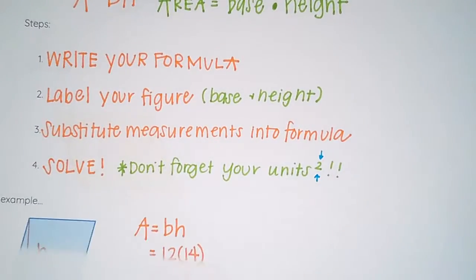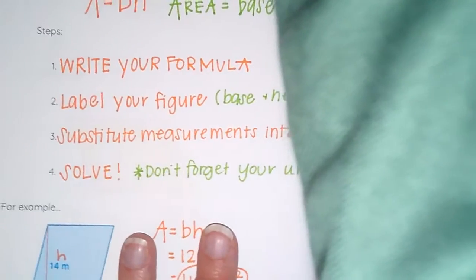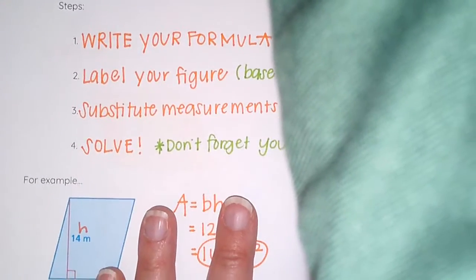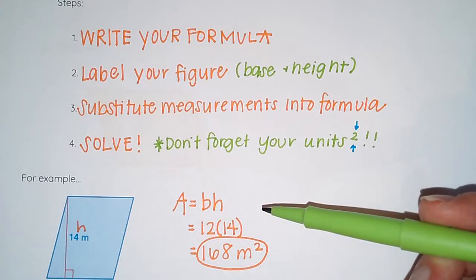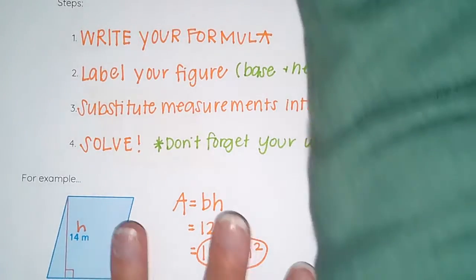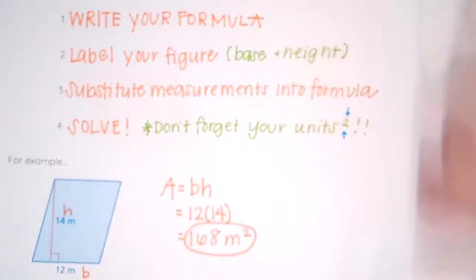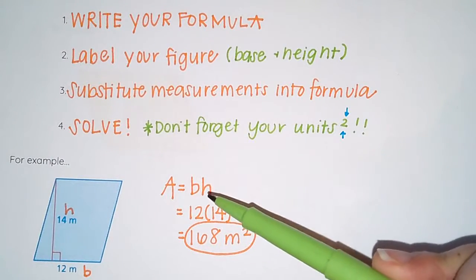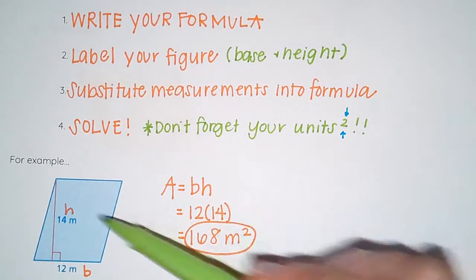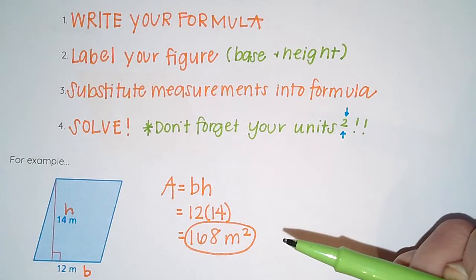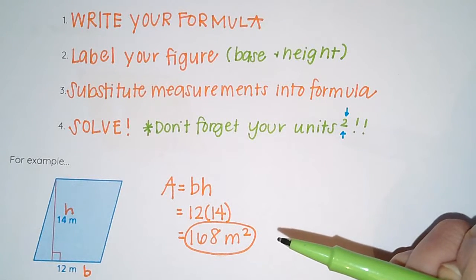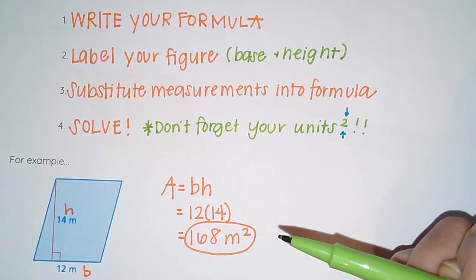All right, so I have an example down here for you. We started off writing out our formula here. So step number 1, we wrote our formula again. A equals base times height. You can't see the whole parallelogram. So here's our parallelogram. Before I even really look at it, I see, okay, I've got a parallelogram. What is my formula? A equals BH. A, area, equals base times height.